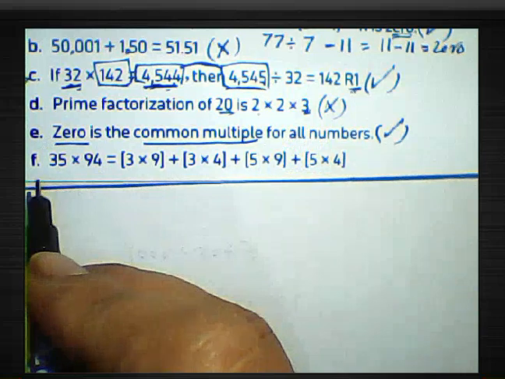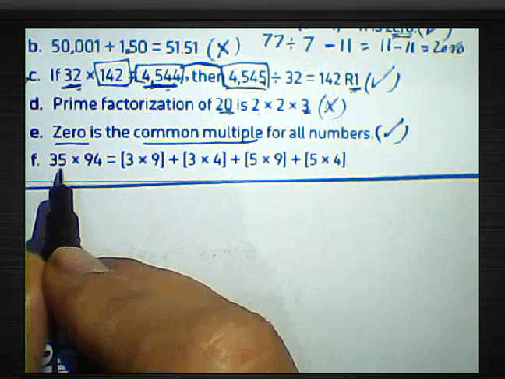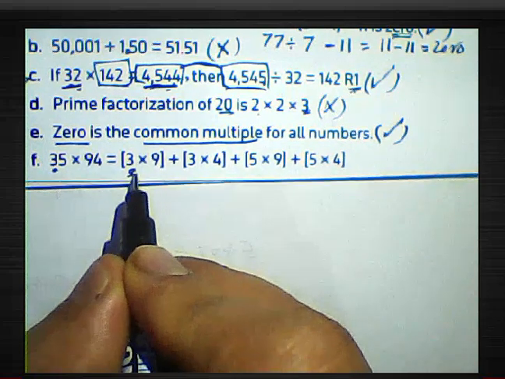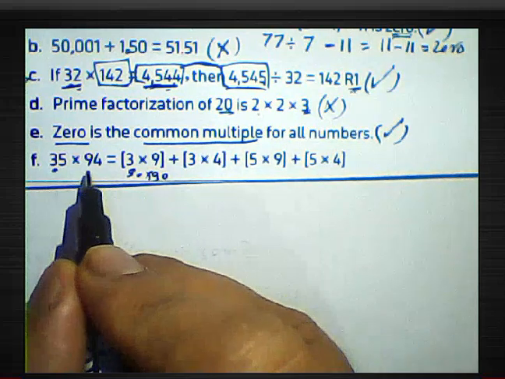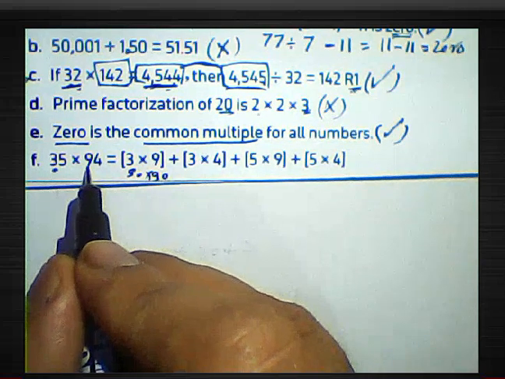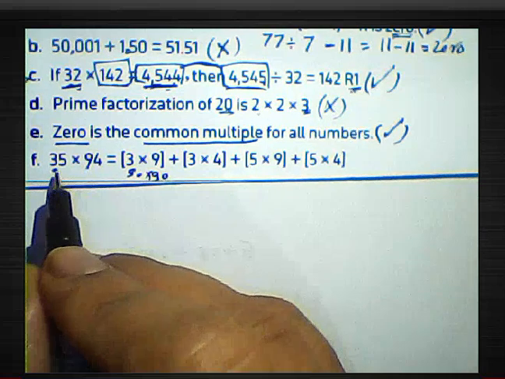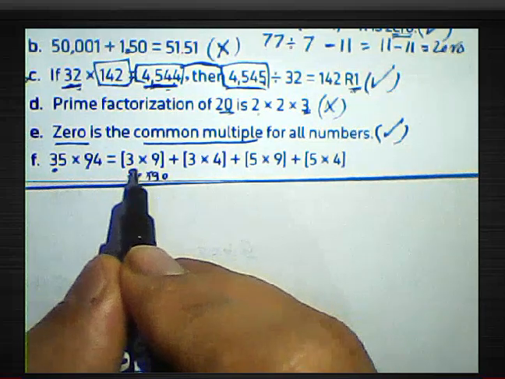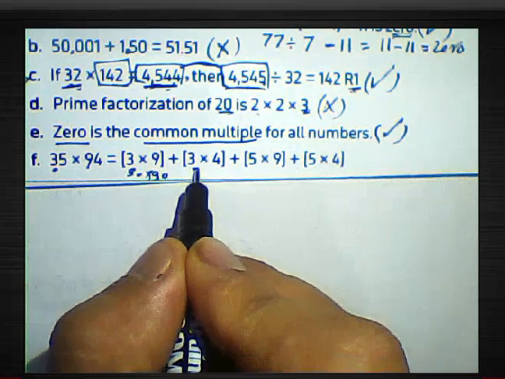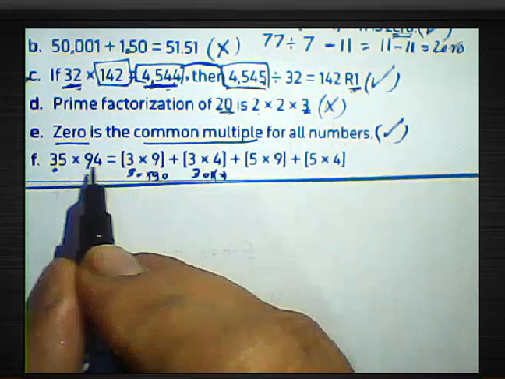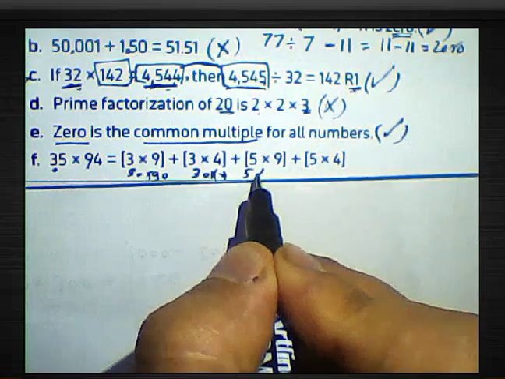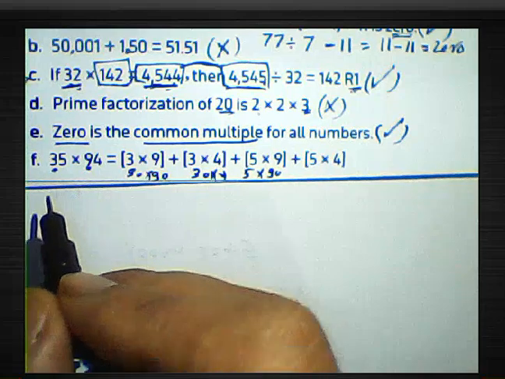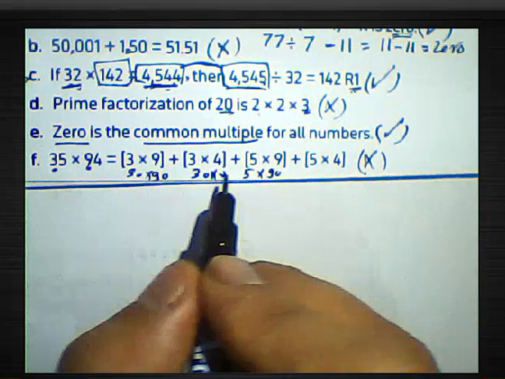Okay, letter F. 35 times 94 equals 3,390 is false, because we must write here 30 multiplied by 90, because 9 lies in the tens, and 3 lies in the tens. Since it's in brackets, we can cancel this, and here we must write 30 times 4. 5 multiplied by 90. Here the value of this digit will be 90. Okay, you know the wrong answer here.